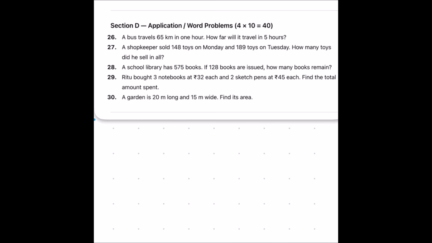So question 26 is, a bus travels 65 km in 1 hour. How far will it travel in 5 hours? So question 26, let's solve it here. Given is travels 65 kilometers in 1 hour, means the speed of the bus is given as 65 kilometer per hour. And also time is given as in 5 hours how much distance will it travel. So we have to find the distance traveled.